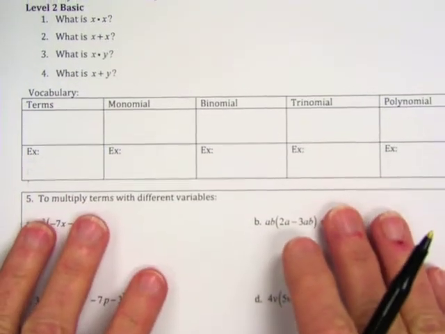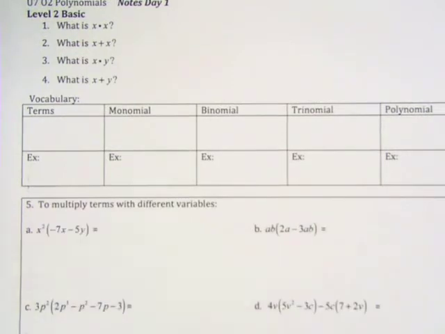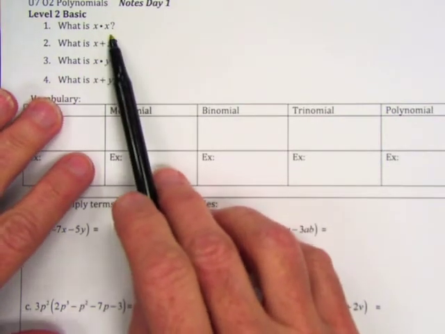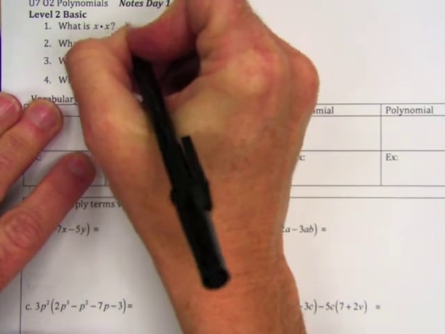So we are going to start with Level 2 Basic, and we have a few questions to work on that will remind us of what to do with variables when we're multiplying or adding. So what is x times x? X times x is x squared.